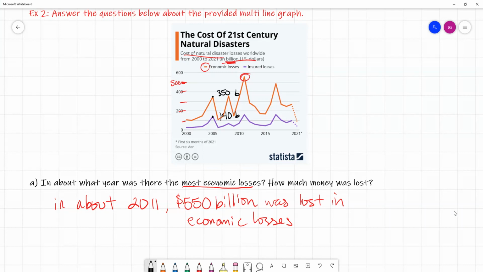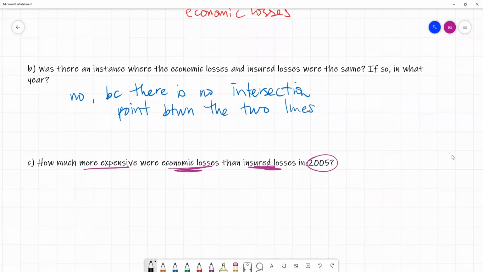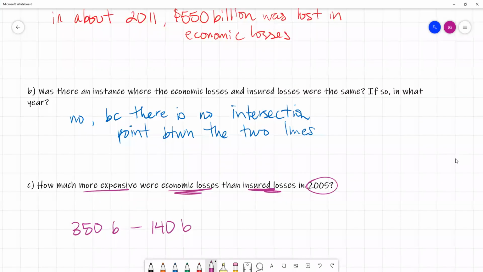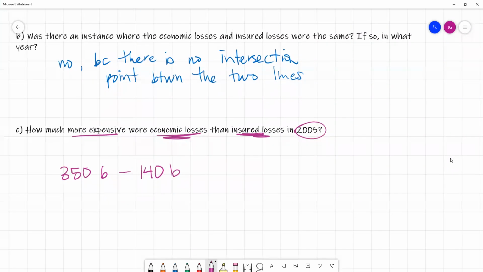Okay, so we'll just have to subtract those. So 350 billion minus 140 billion, is that what I said up there? Yes. That comes out to $210 billion more.